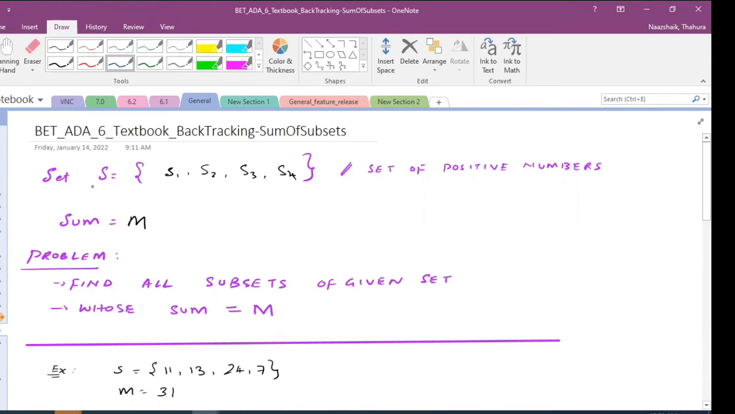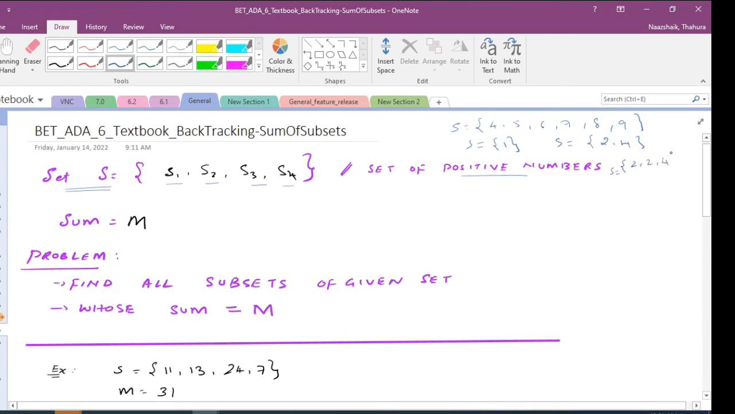Sum of subsets, right? So set means what? It's a unique set of numbers. Set always has positive numbers, and in a set, generally the numbers don't repeat. Like you can have a set which can be 4, 5, 6, 7, 8, 9. So you can have any number of elements in a set. A set can be just one number, right? A set can be, say, 2 numbers, right? And in a set, you will not repeat a number. You will not have repeated numbers.